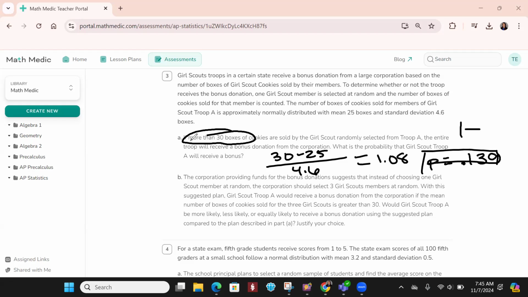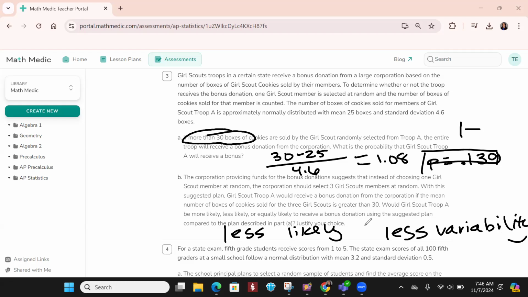Okay. So on this one, would Girl Scout Troop A be more likely, less likely, or equally likely to receive a bonus donation from the suggested plan compared to the plan described in Part A? Talk to me. What you got? Less likely, why? Let's get rid of the 30 or more.